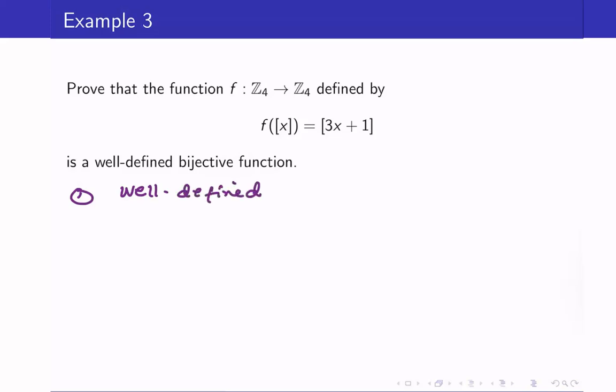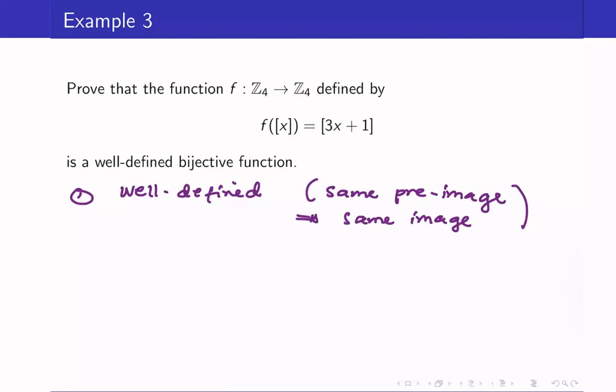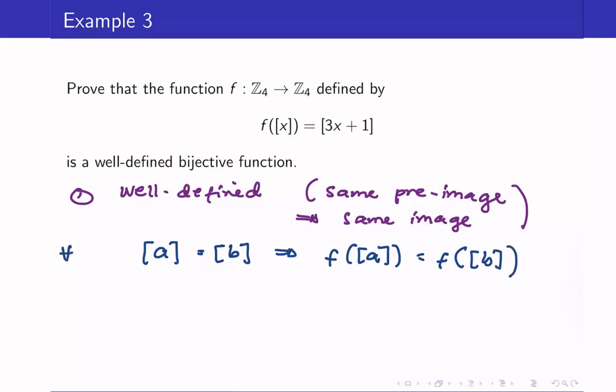So first, let me start in showing that it is well-defined. Let us recall that when we say a function is well-defined, it means that if we have the same pre-image, then we have the same image. Mathematically, in terms of our function f, we start with: if A is equal to B, then they should have the same image. f of A should be equal to f of B, for all A and B in Z4. This is what we want to show.